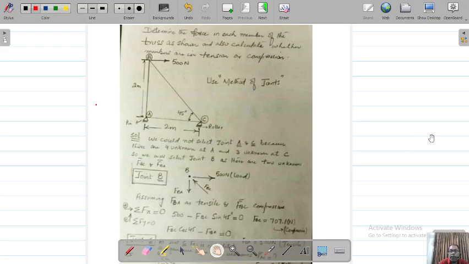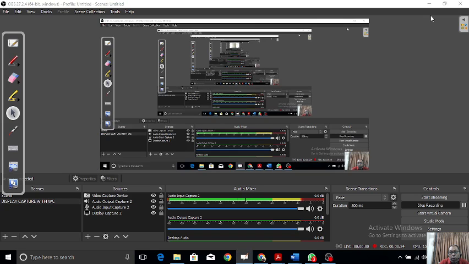All right, Bismillahirrahmanirrahim. Students, very important numerical we are doing. Just to let you know that we have done this numerical on the mechanical design of solid software. Determine the force in each member of the truss as shown, and also calculate whether members are in tension or compression. Okay, so this was one of our numericals that we have done on MDS.